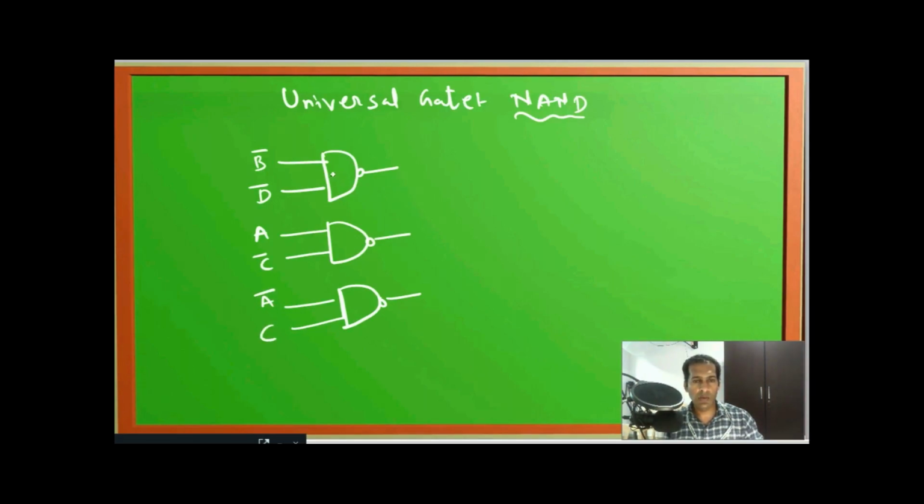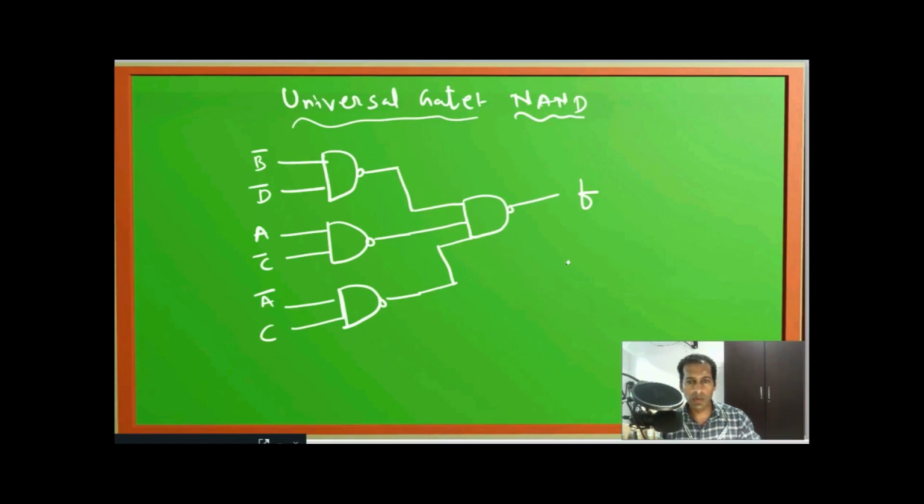Now all these 3 outputs from these NAND gates we have to give to the next NAND gate, say the 4th NAND gate. Here we get the final output F. So this one will attach here, this one we attach here, and this one will attach here. So these are like our 4 NAND gates. So this is universal gate realization using NAND gate.